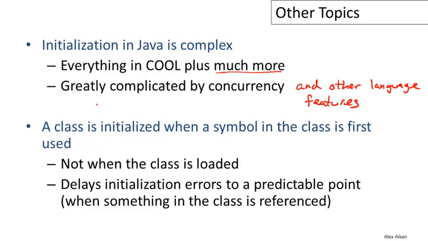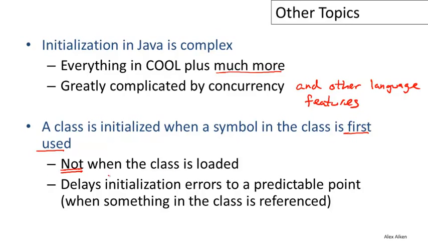All right, so now let's talk about class initialization. We won't talk about object initialization. We'll just talk about initializing classes. So this is how the object that represents a class actually gets initialized when that class is first brought into the program. And so the first thing to know is that a class is initialized when a symbol in the class is first used, okay, not when the class is loaded. All right. So if you reference any symbol in the class, the first time that happens, that will cause the class to be initialized.